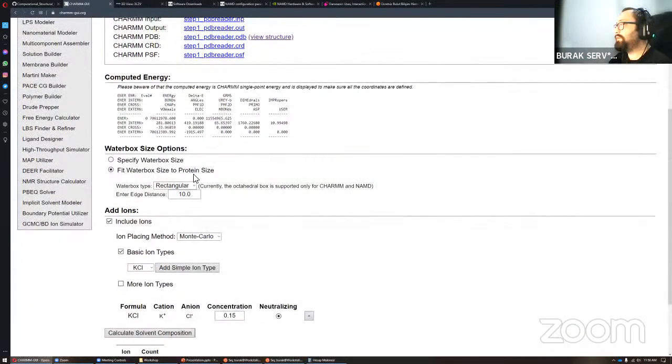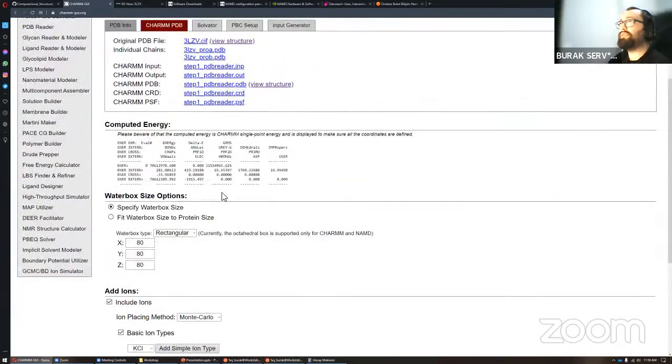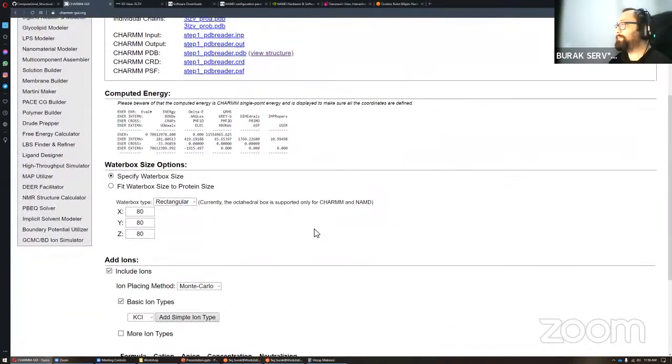Yes, now, can you see these options when you click specific water box size? Now you can type the size for your system. Now you can do like that. Actually, it will be in the CHARMM PDB step.